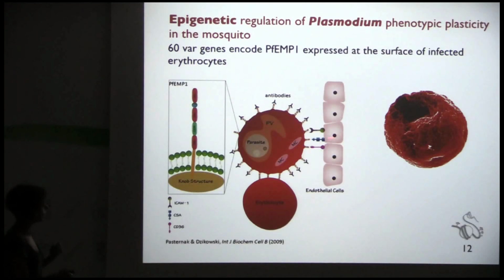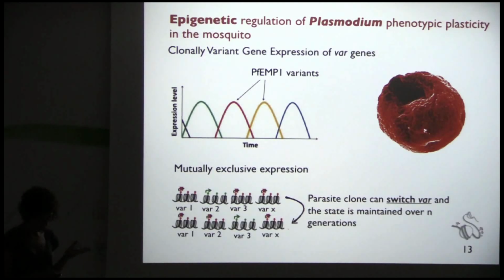So this is a real image of an infected red blood cell, and these little dots here are these proteins at the surface of these infected erythrocytes. So what we know in the blood stages and in vitro is that every infection cycle, the parasite is able to switch between these different variants for this protein, and this is what is called mutually exclusive expression. So the parasite expresses only one gene of all 60 possibilities, and this is mediated or is associated with epigenetic changes.